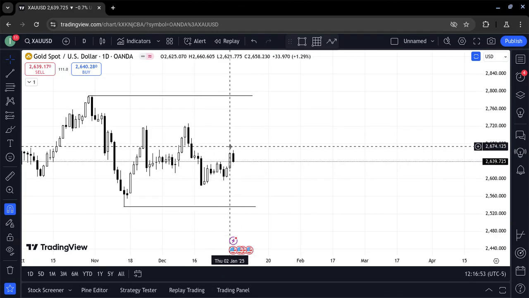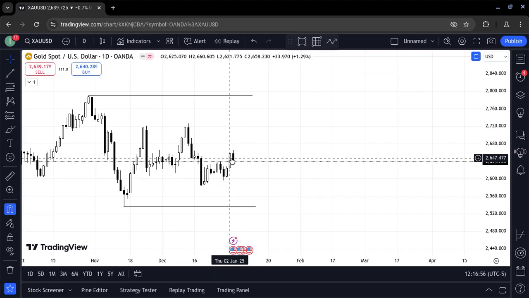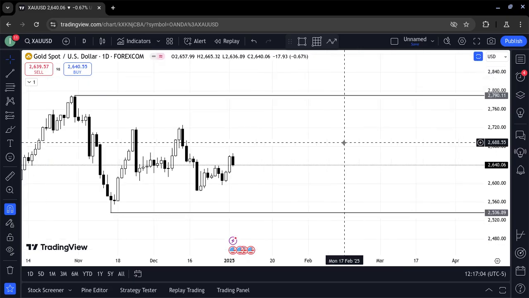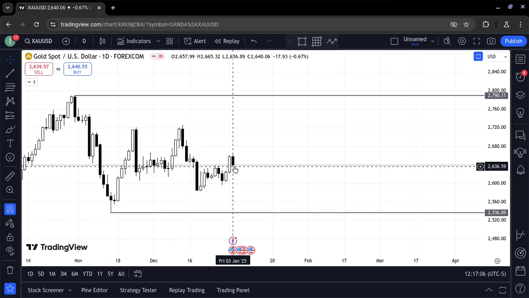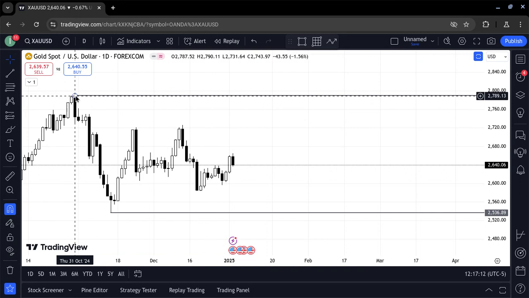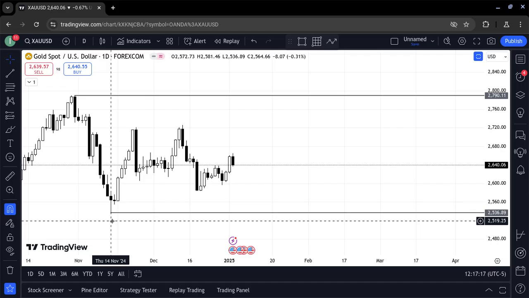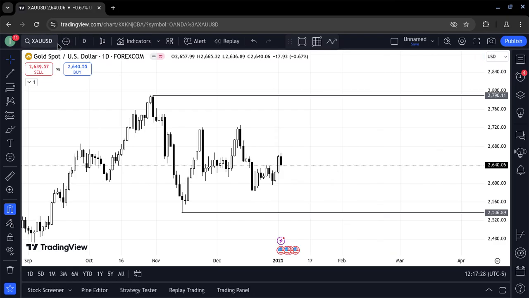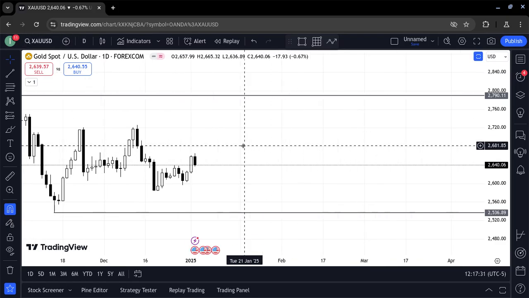A new year has started, a new quarter has started, but this is the current price. I'm using Oanda. Let me go to forex.com. Right here, what do you see which is obvious apart from the thing which I have highlighted? This high is the all-time high, October 31st. This is the low of November 14th, and currently price is in between this range. And now I'm only talking about gold, not silver or anything else.